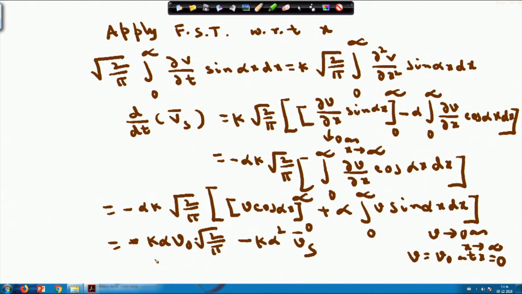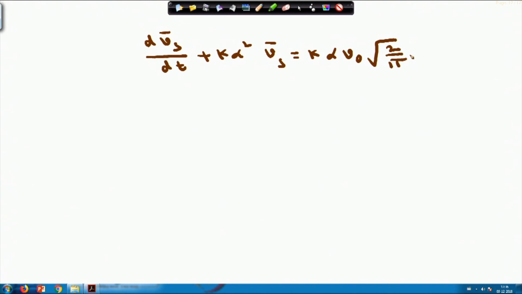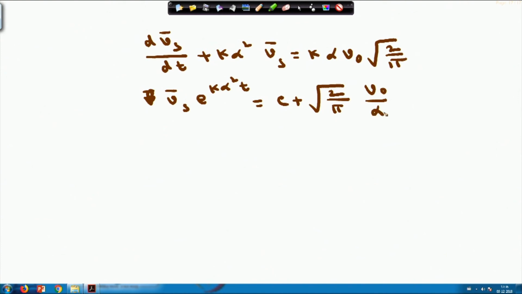So, this extra term is coming over here now. Therefore, from here the ordinary differential equation you can write down: d v bar s by dt plus k α² v bar s equals k α v0 into root over 2 by pi. Once I obtain this, I can write down v bar s into e^(kα²t), the solution of this, as c plus root over 2 by pi v0 by α into e^(kα²t), and this is your equation 1.